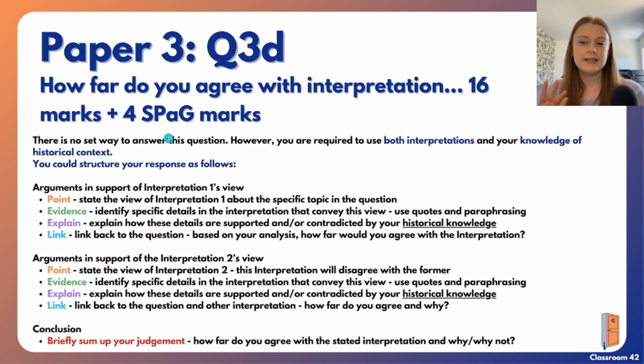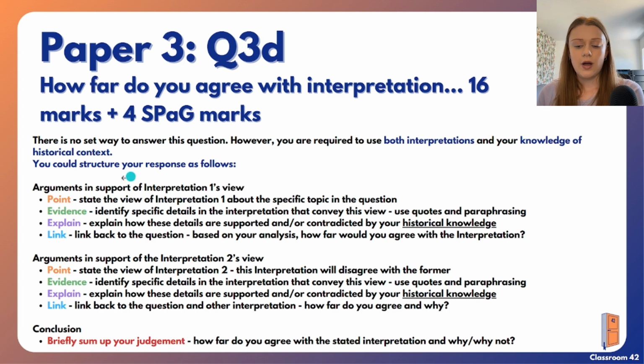There's not really any set way to answer this question. However, you're required to use both of the interpretations and your knowledge of historical context. So for example, you could structure it as follows. The way I would recommend is doing 2 PEEL paragraphs and your conclusion. But these PEEL paragraphs need to be a bit more in depth compared to our PEEL paragraphs, say, for the 12 marker.